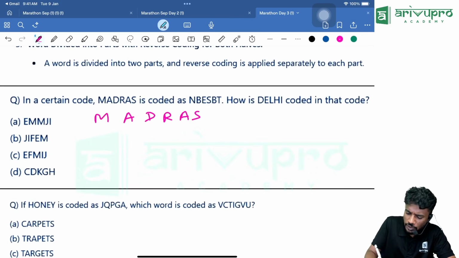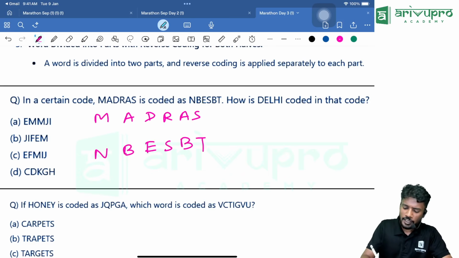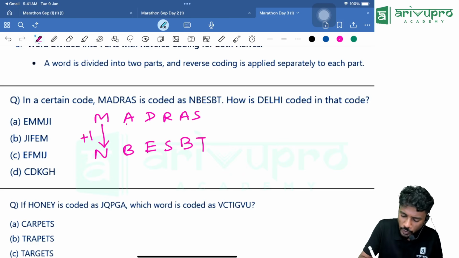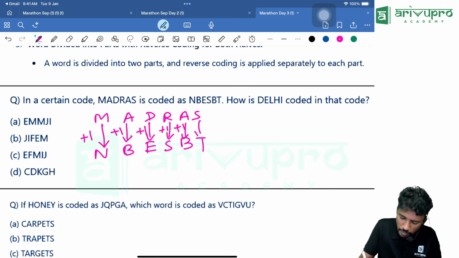MADRAS is coded as NBESBT. Okay. Now, what is happening? M is becoming N. How can M become N? Plus 1. How can A become B? Plus 1. D become E? Plus 1. Plus 1. Plus 1. Plus 1. So, Delhi will become what?